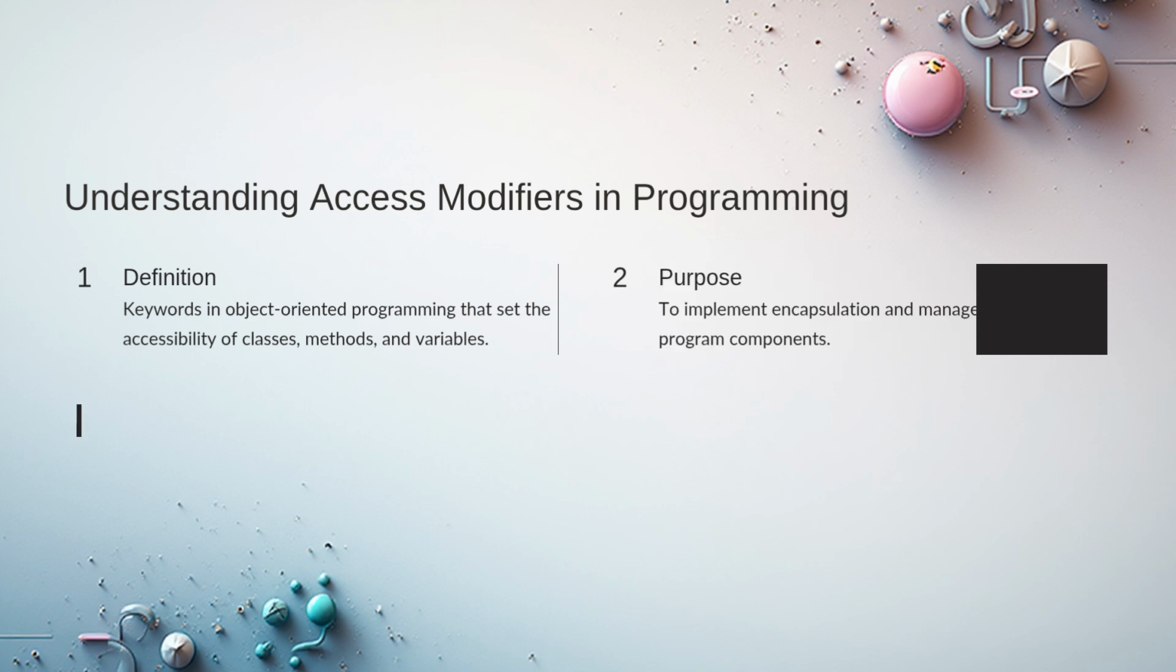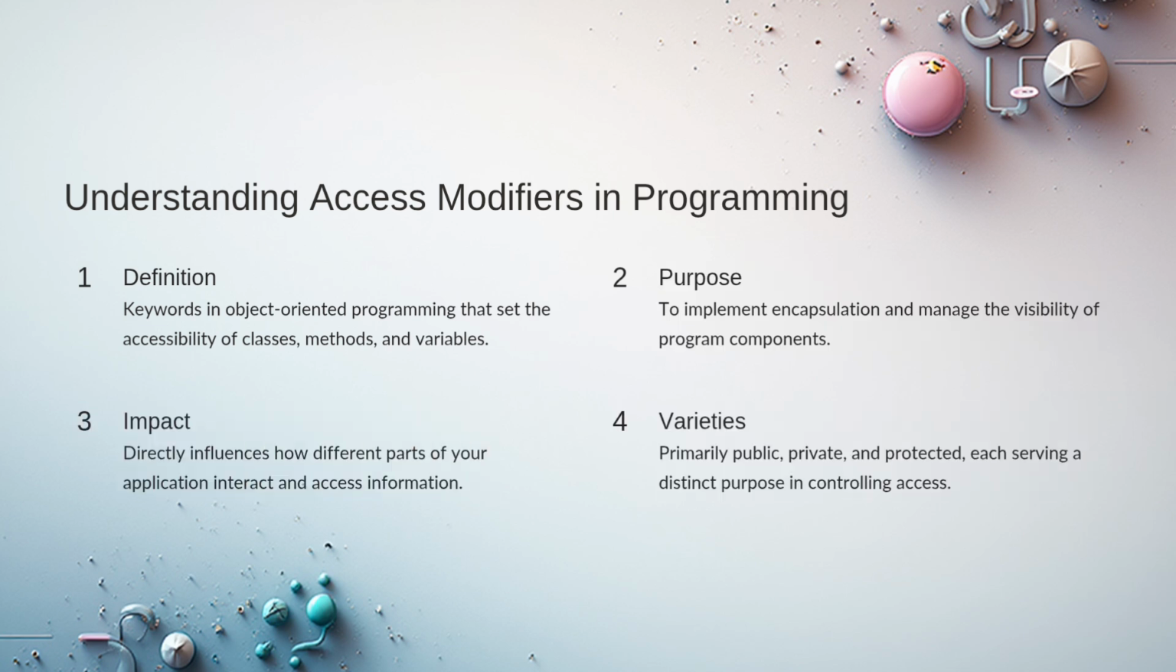1. Definition: keywords in object-oriented programming that set the accessibility of classes, methods, and variables. 2. Purpose: to implement encapsulation and manage the visibility of program components. 3. Impact: directly influences how different parts of your application interact and access information. 4. Varieties: primarily public, private, and protected, each serving a distinct purpose in controlling access.